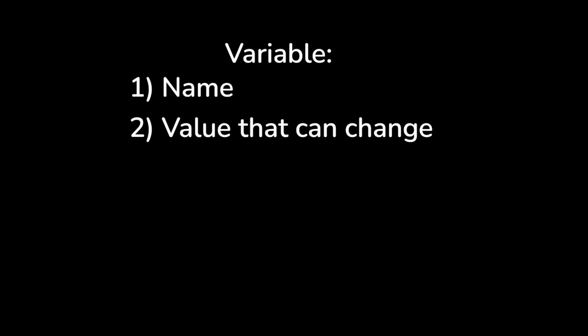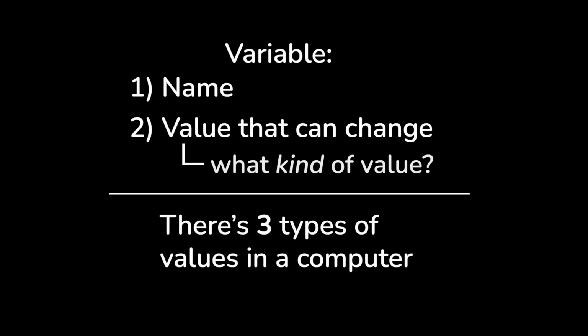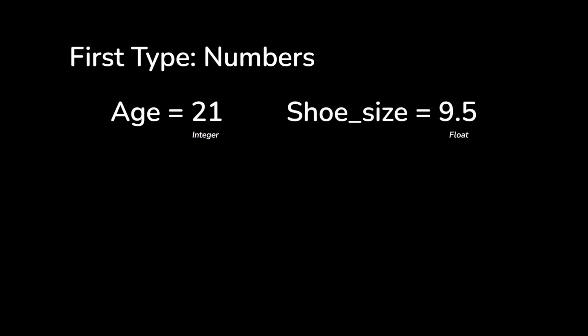So the question becomes, what kind of value is in the variable? What is possible, right? There's three types of values that you can put in a computer in general. The first type is just numbers. If you have a variable called age, you have number 21. This has no decimals, it's an integer. Or if you have a different variable called shoe size, it could be 9.5, which is a decimal, and in coding we call this a float.